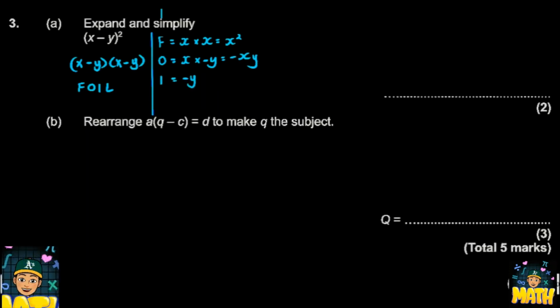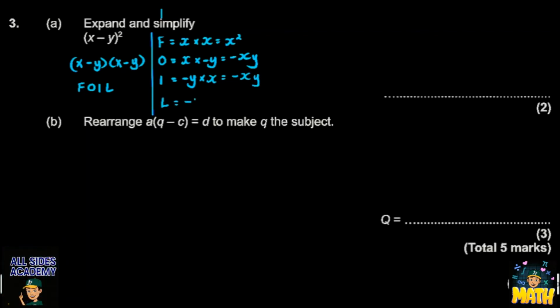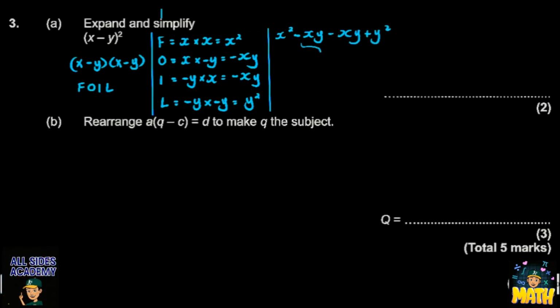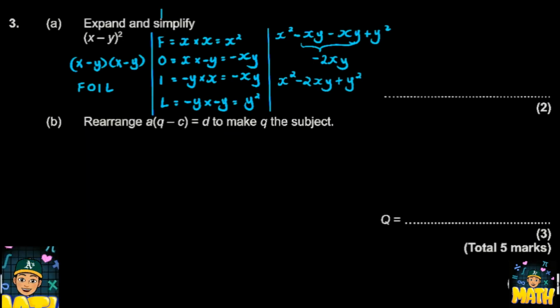The inner ones are negative y and x. So we multiply that and get negative xy, and then the last ones, which are negative y and negative y. When we multiply those two, we get y squared. Then we put all this together, having multiplied them. So x squared minus xy minus xy plus y squared. So the two become negative 2xy. So I rewrite that as x squared minus 2xy plus y squared. And that is our expanded and simplified expression of that bracket.